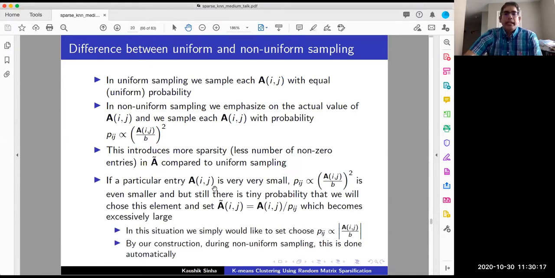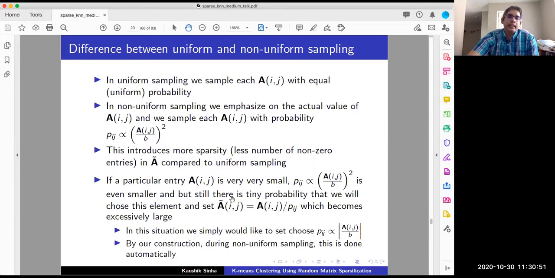Now, in particular, Aij can be very, very small, and then Pij will be really, really small. But remember, we are choosing these entries randomly. So even if Pij is very, very small for an entry of this data matrix where Aij is very small, there's still a tiny probability that we might actually choose this element. And remember, we are scaling it by 1 over Pij. So when Pij is very, very small, 1 over Pij is even larger. That means this quantity will be really, really large.